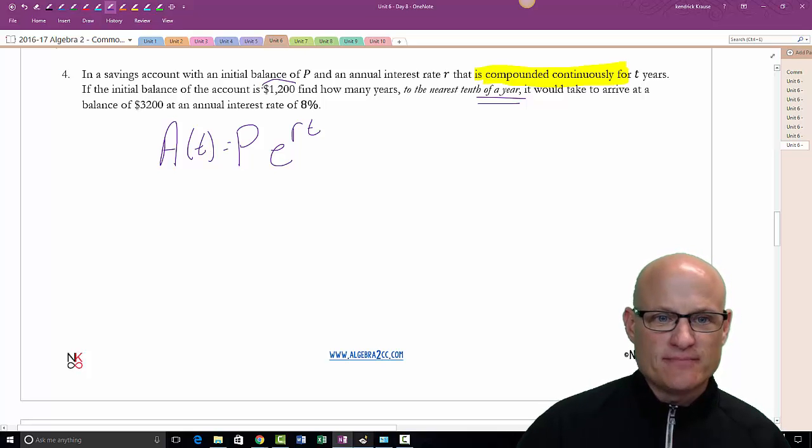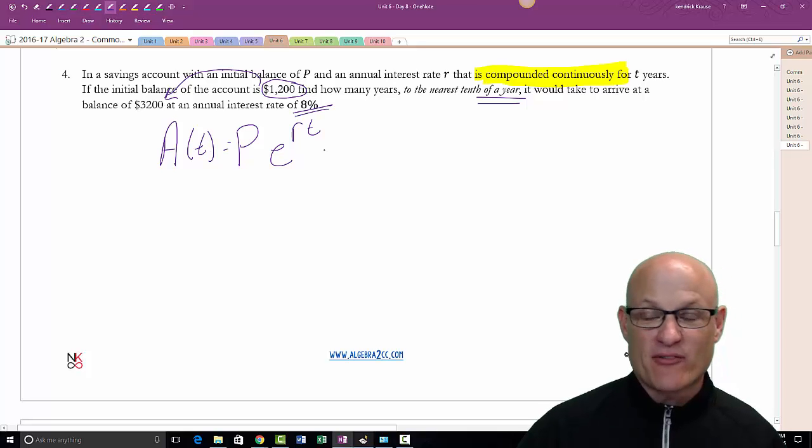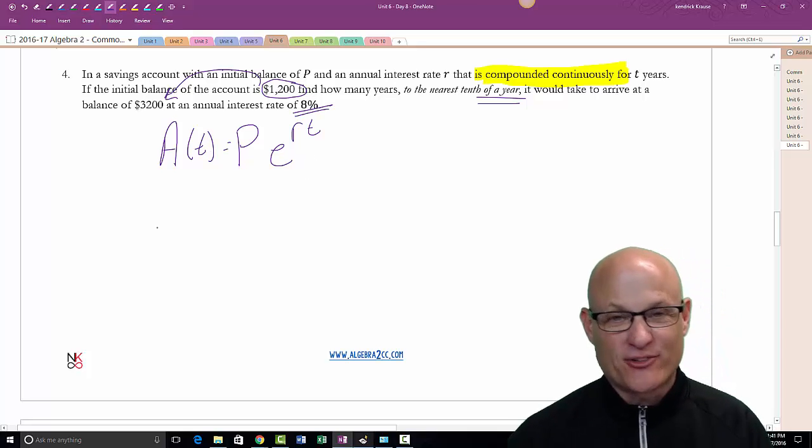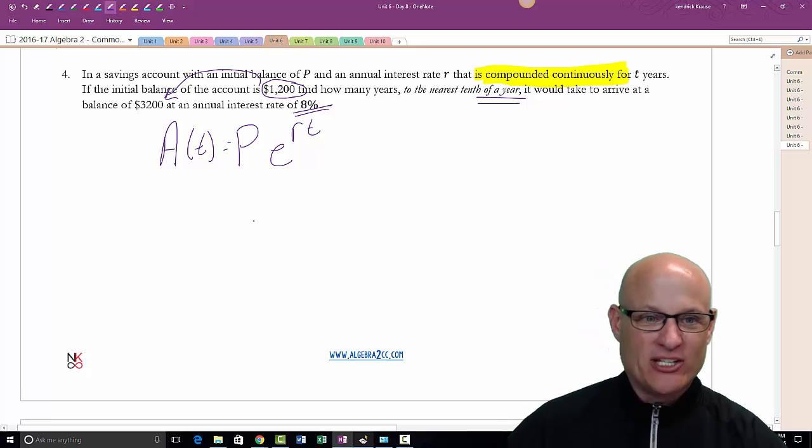so that I can get a start at 1,200, end up with 3,200 at 8% interest. By the way, if you ever get a place to put your money in for 8% interest, take it. It's awesome, and put as much money as possible into it.